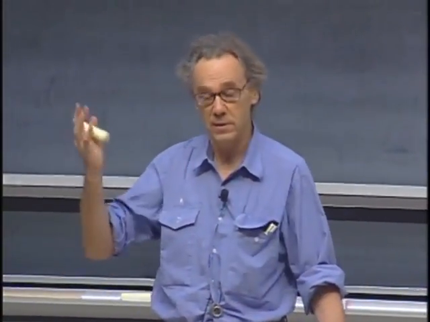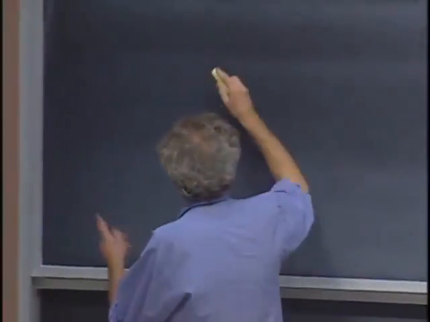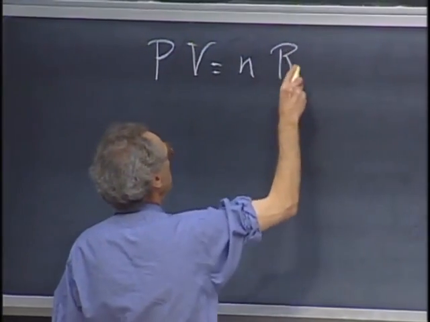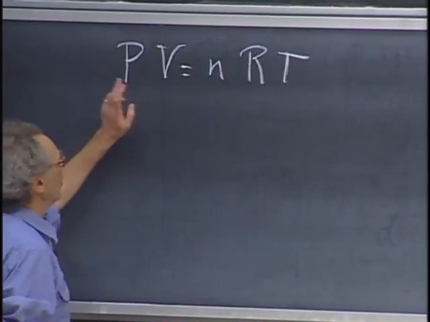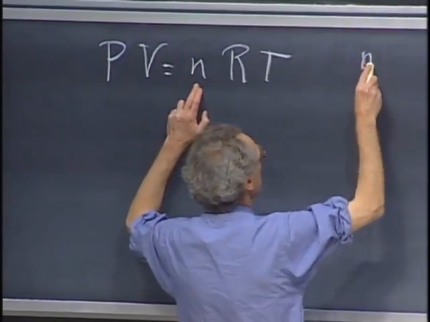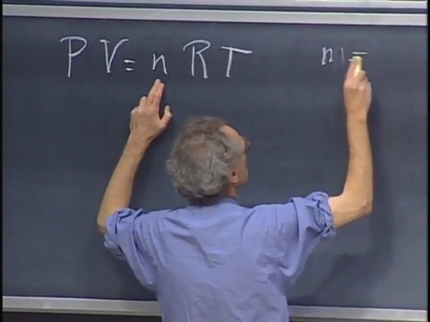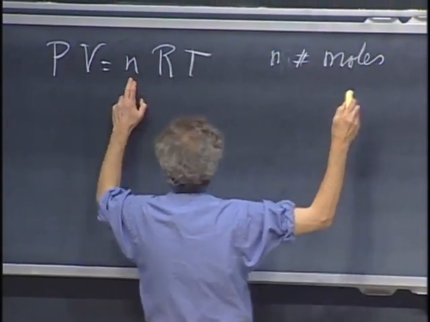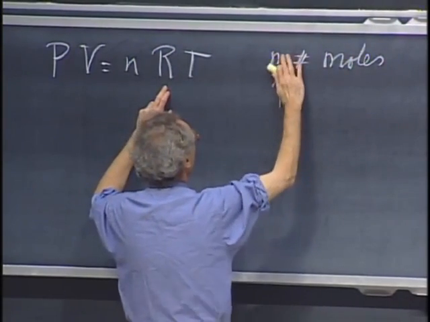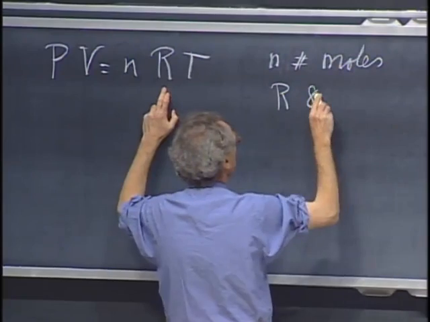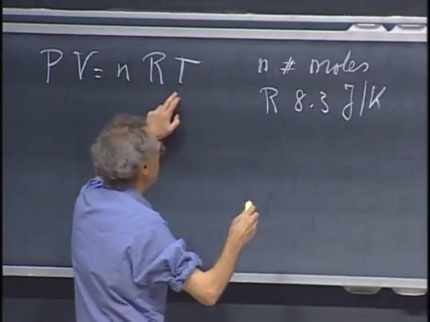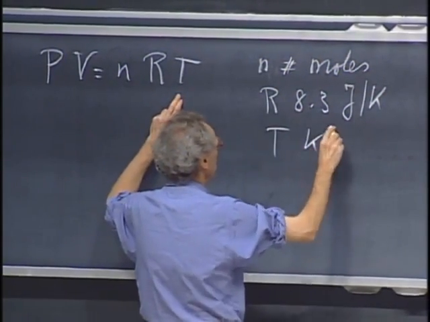The relation that exists between these quantities, PV equals nRT: P is pressure, V is volume, n is the number of moles, I'll get back to that, R is the universal gas constant, which is 8.3 joules per mole per degree Kelvin, and T must be in degrees Kelvin.